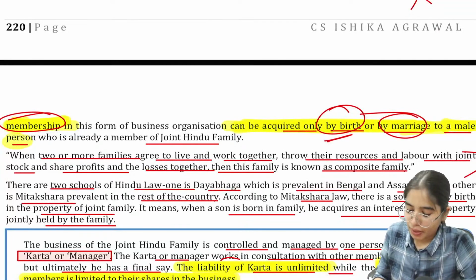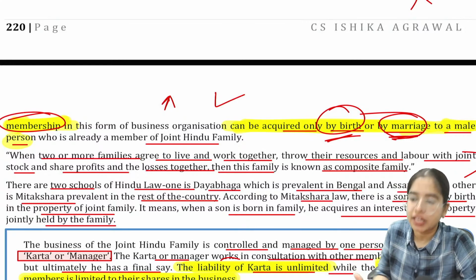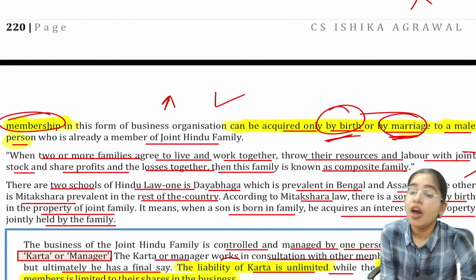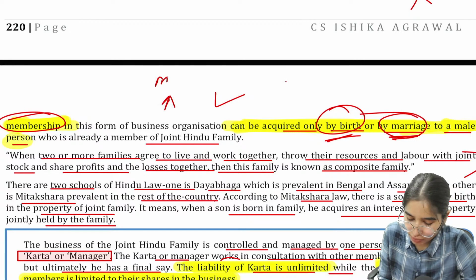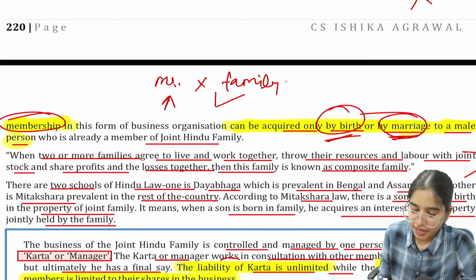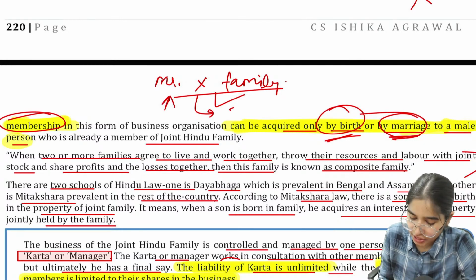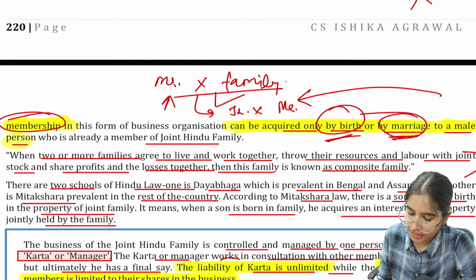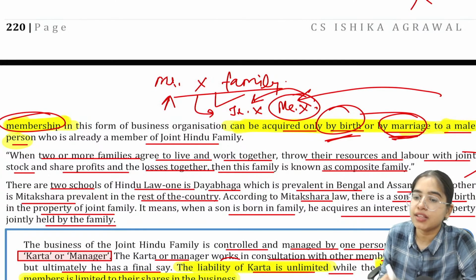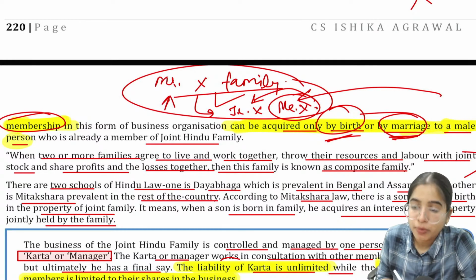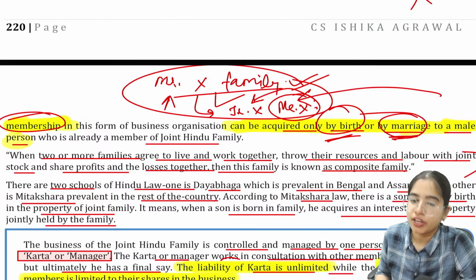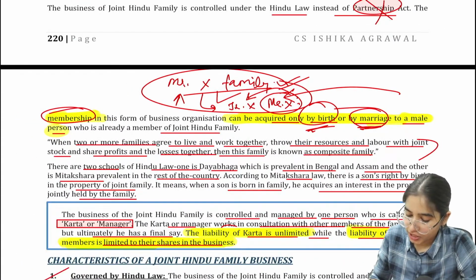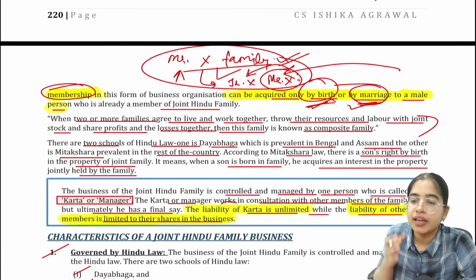You can acquire membership by birth or by marriage. If you are born in that family, by virtue of taking birth, you will become a member of that HUF. Or by marriage: say there is a HUF of Mr. X and family, and there is a son of Mr. X, Junior X. Now you got married to Junior X, you became Mrs. X. By just virtue of marrying this person, you will become a member of this family, so you will become a member of the HUF. So in HUF, membership can be acquired either by birth or by marriage to the male person.